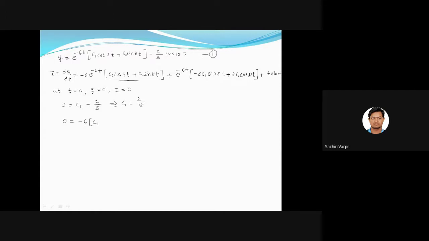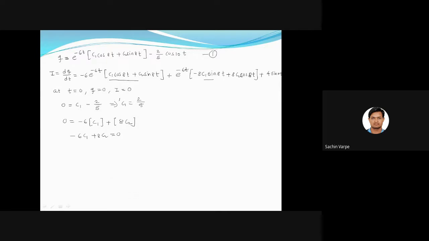And this will be 0 because sine 0 is 0, and plus this is 1 into this will be 0, and this is 8 C2. And at the last again that will be 0, right? Because sine 0 is 0. So from here we get the equation minus 6c1 plus 8c2 equal to 0.